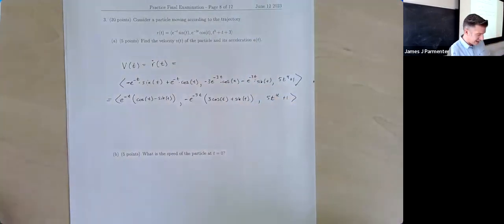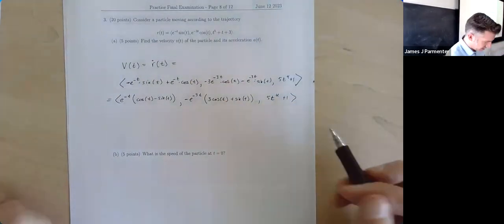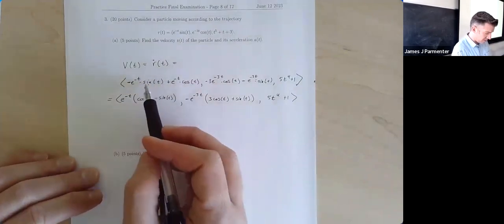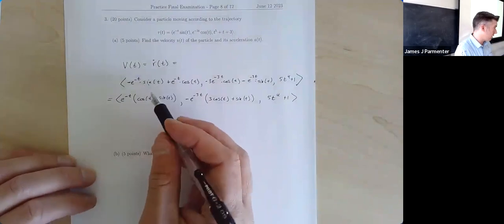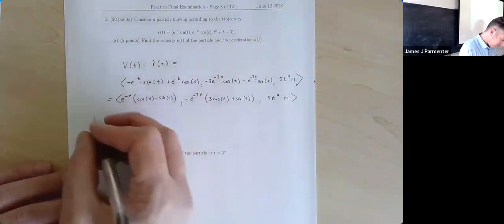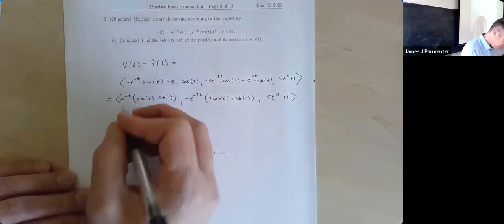Even though that doesn't seem like it's a lot better, it kind of is, because if I left it like this, I'd have to use the product rule twice for each of these first two components. I'm trying to save myself a little bit of work here for my second derivative. A of t is going to be kind of gross.